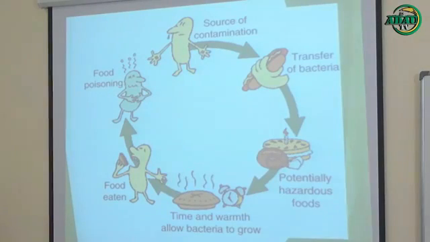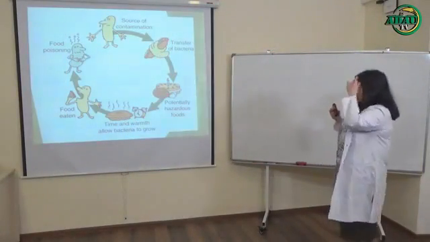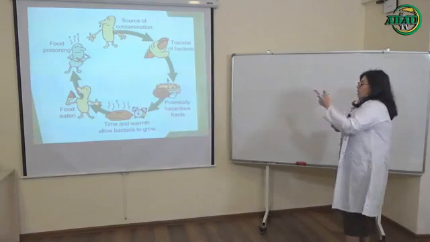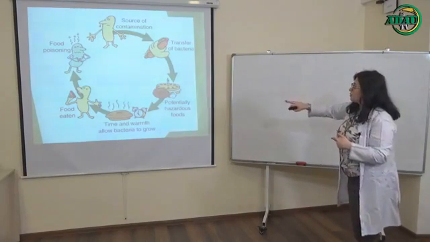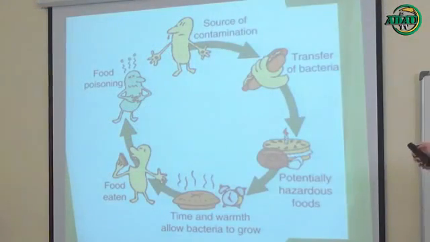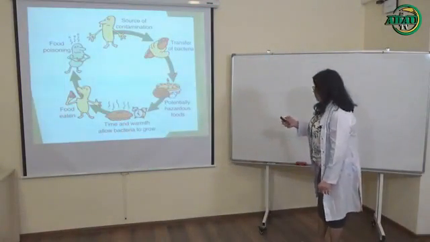Okay, so in this slide you can see how biological contamination can occur, and as a result of biological contamination, food poisoning and transfer of bacteria can occur. You can see the way from the source of contamination, transfer of bacteria, hazardous foods allowing bacteria to grow, then you are eating this food, and after that you are getting food poisoning. It's not a good condition, but it's happening. So let's continue.